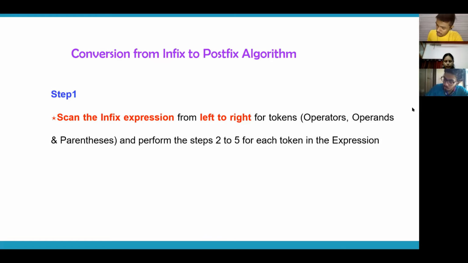What do you mean by tokens? Tokens means operators, operands, and parentheses. When you have a mathematical expression, these are the things that will be there in your expression. Operators are plus, minus, multiplication, division. All these are called operators. What are operands? In A plus B, A and B are the operands. In 1 plus 2, 1 and 2 are the operands. And then you can have parentheses. These are the tokens that appear in any arithmetic or logical expression.